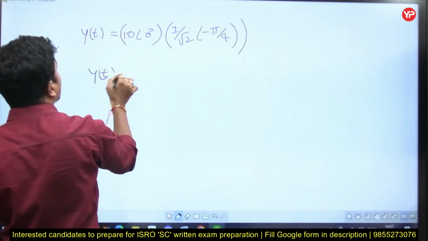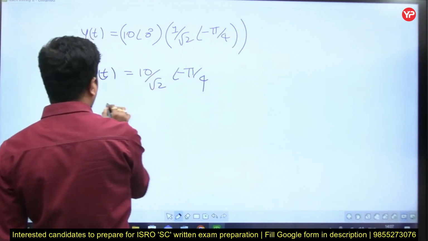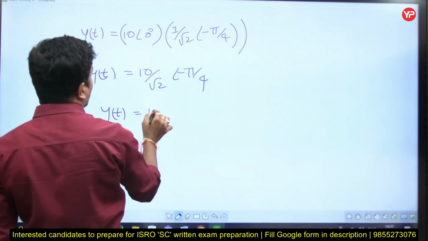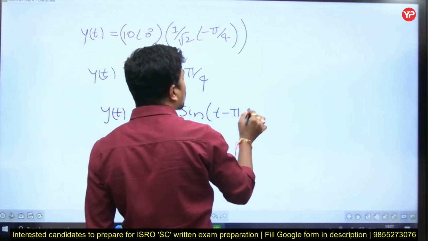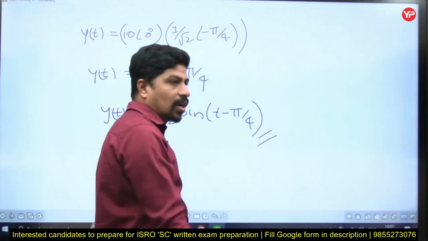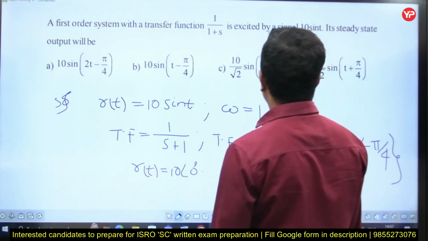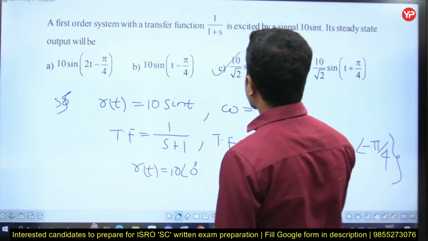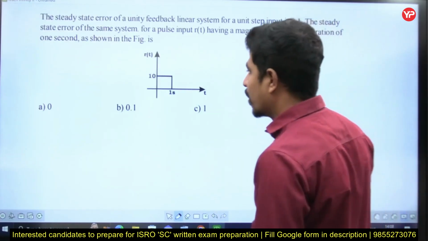Therefore, y of t is equal to 10 by root 2 at an angle of minus pi by 4. So, y of t is equal to 10 by root 2 sine of t minus pi by 4, right? Go back, see. 10 by root 2 sine of t minus pi by 4, choice C is the answer. Let's go to the next question.